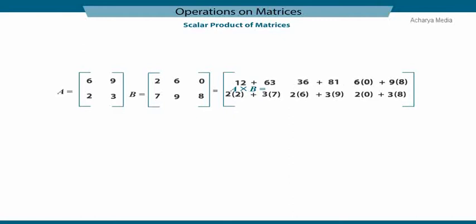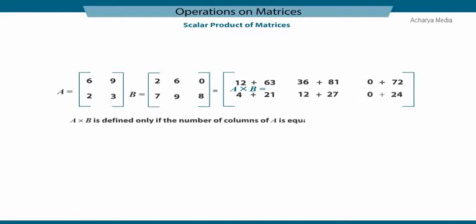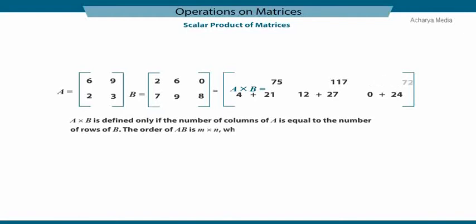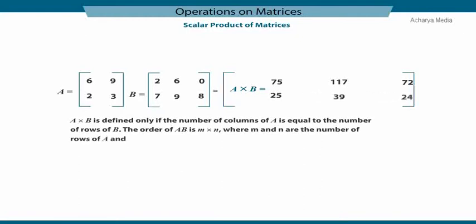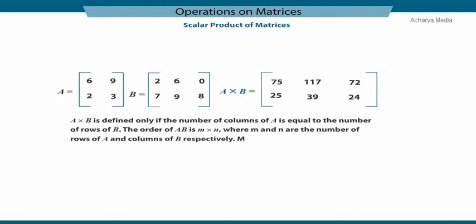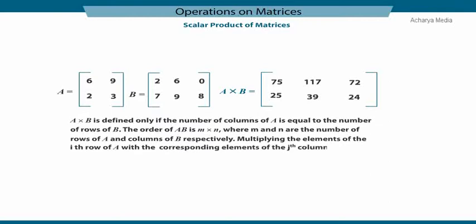Thus the product matrix AB is defined only if the number of columns in matrix A is equal to the number of rows in matrix B. The order of the matrix AB is M by N, where M and N are the number of rows of matrix A and the number of columns of matrix B respectively. Multiplying the elements of the ith row of matrix A with the corresponding elements of the jth column of matrix B and then adding the products, we obtain the (i, j)th element of the matrix AB.